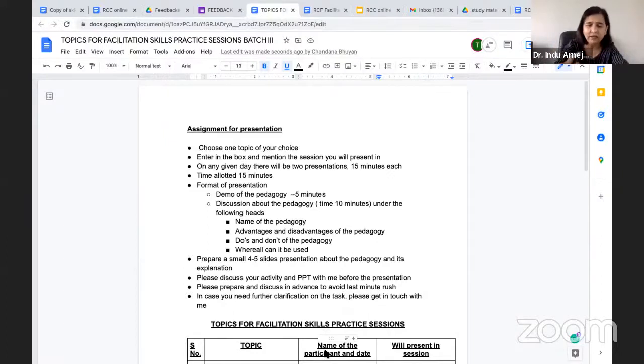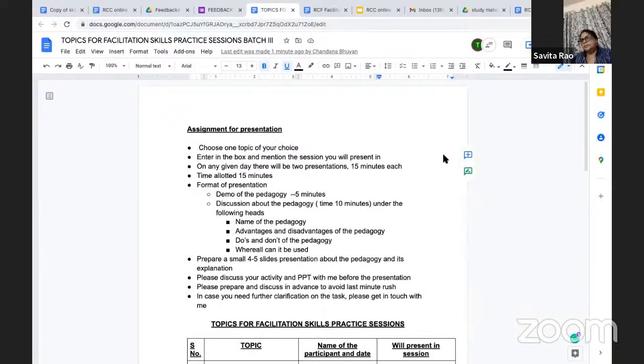And then discuss the pedagogy by telling the name of the pedagogy, advantages and disadvantages of the pedagogy, do's and don'ts, where all it can be used. That means the application part. So please don't prepare more than 4 to 5 slides about the pedagogy. And then please discuss your activity and PPT with me before the presentation, so that we are very clear about what exactly we are going to present. And in case you have any question, please message me. I'll be there to help you. I hope that helps.